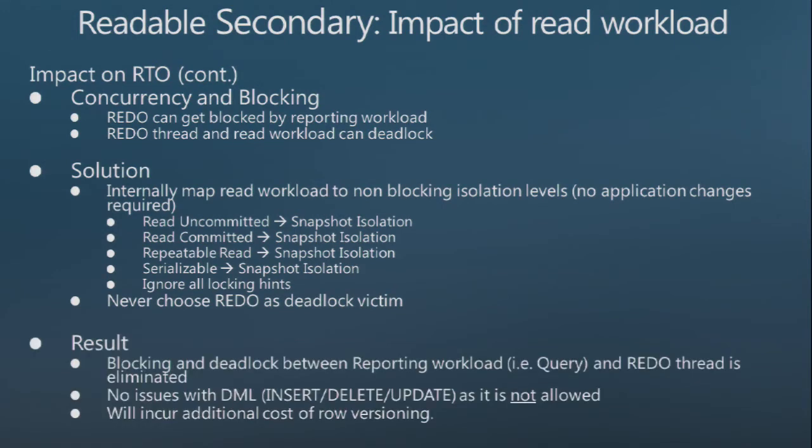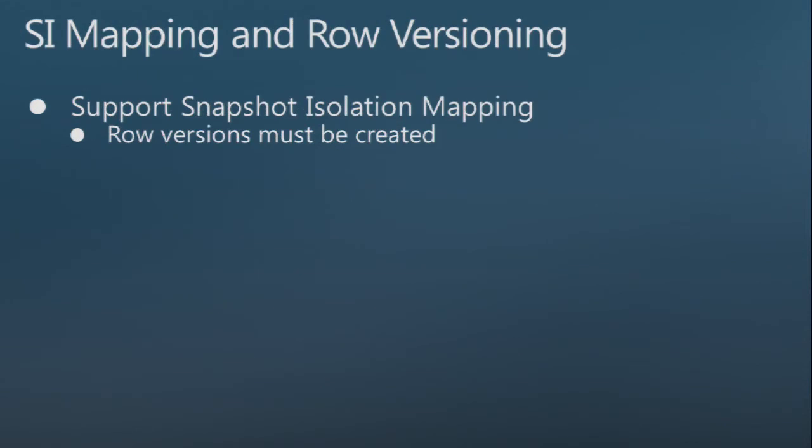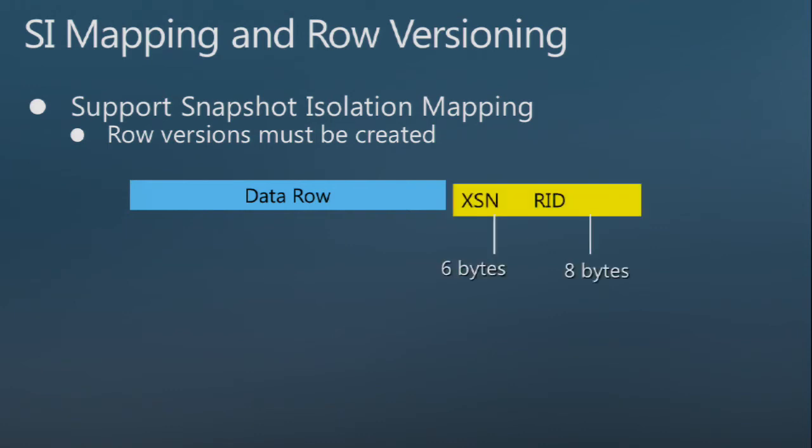Now, as you know, mapping to snapshot isolation comes with additional overhead, because now we have to create the row versions on the secondary. So let's understand what that overhead looks like. As I said, we are mapping all isolation levels to snapshot, and row versions need to be created. If you look at the data row before the row versions were created, now if I need to create a row version, I need a space of 14 bytes to set a pointer from my row to the row version. That means your physical representation of the row has to increase by 14 bytes.